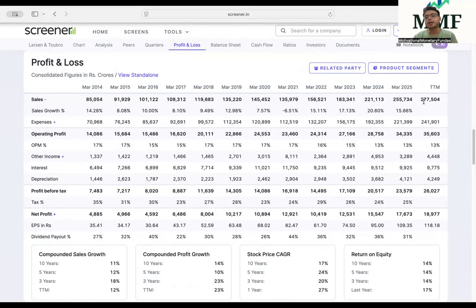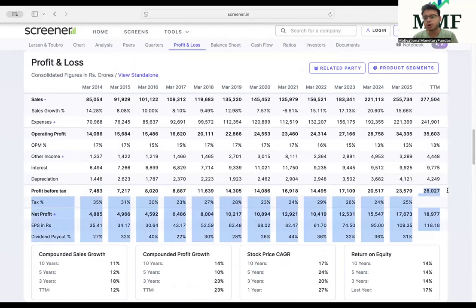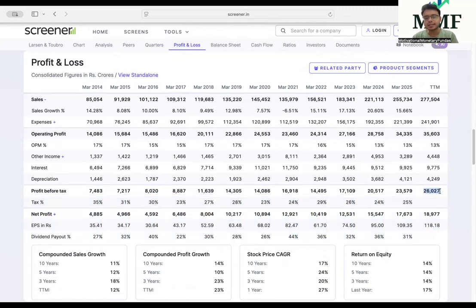So what will happen if I want to calculate the EBITDA in this scenario? Or simply, what I can do is, I have the profit before tax, like EBIT. EBIT मेरे पास already है, correct? I can simply add back depreciation to ignore its impact. So that's your 26,027 plus 4,259.